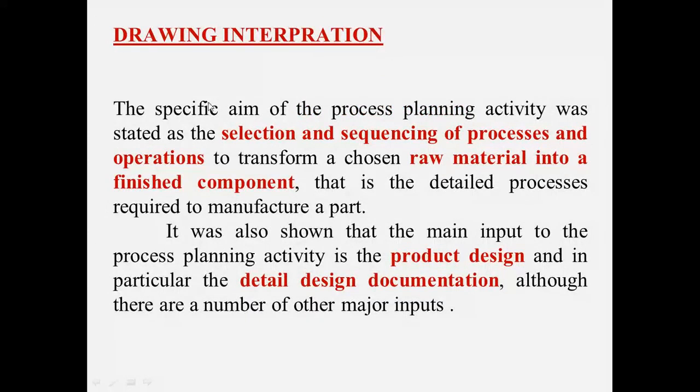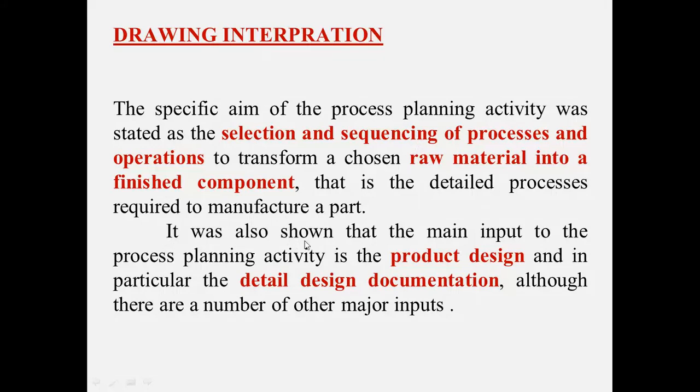Drawing interpretation. The specific aim of the process planning activity was stated as the selection and sequencing of processes and operations to transfer a chosen raw material into a finished component. That is the detailed process required to manufacture a part. So we are converting the raw material into finished goods. So we need a sequence of operations, so that you have to select from the drawing interpretation.